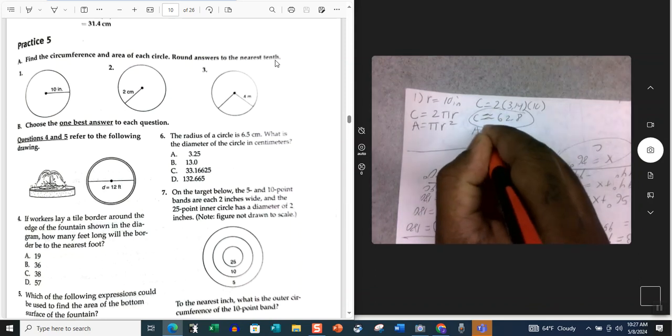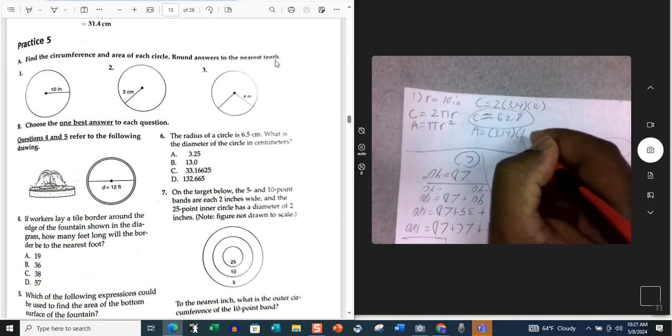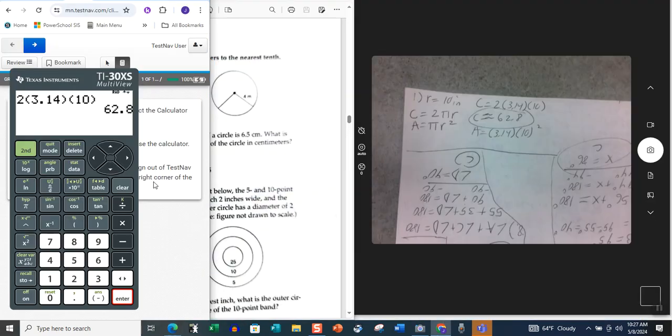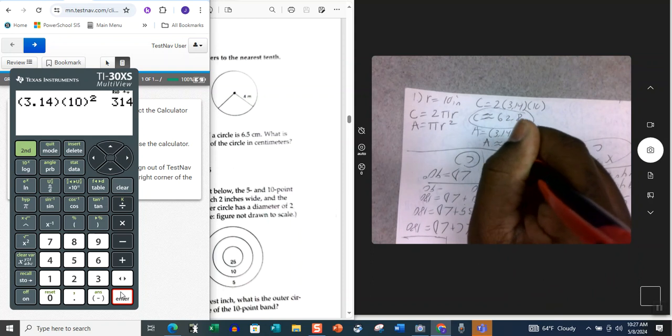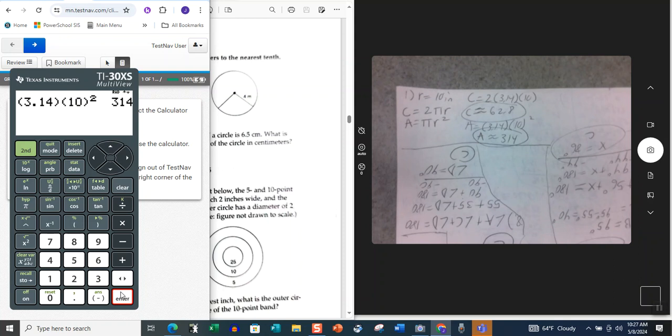Now we would do the area. The area is pi radius squared. Pi is 3.14, the radius is 10, and we square it. Now we put this in our calculator. So we will have 3.14 times 10, close that parenthesis and press x squared, press enter. So that's 314. So our area is approximately 314. And that is our final answer for problem number 1.